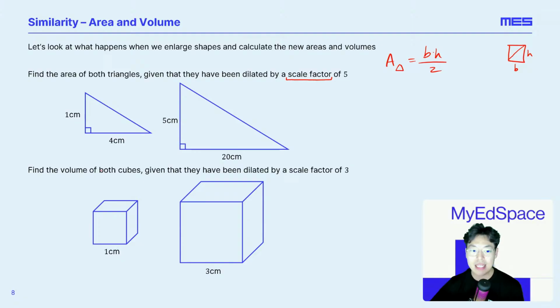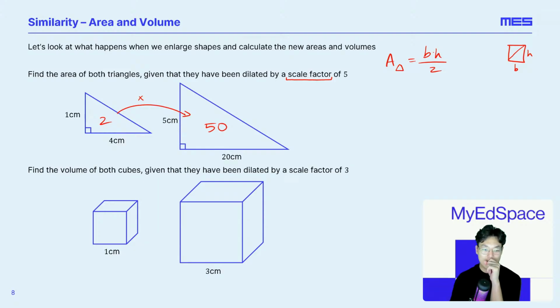Now, let's find the area. So base times height is 4 times 1, and we divide by 2. That's 2. Base times height is 20 times 5, which is 100. Divide by 2. That's 50. So now 2 to 50. What did we multiply by? When we go from 2 to 50, what number have we multiplied by here? 25. Great.